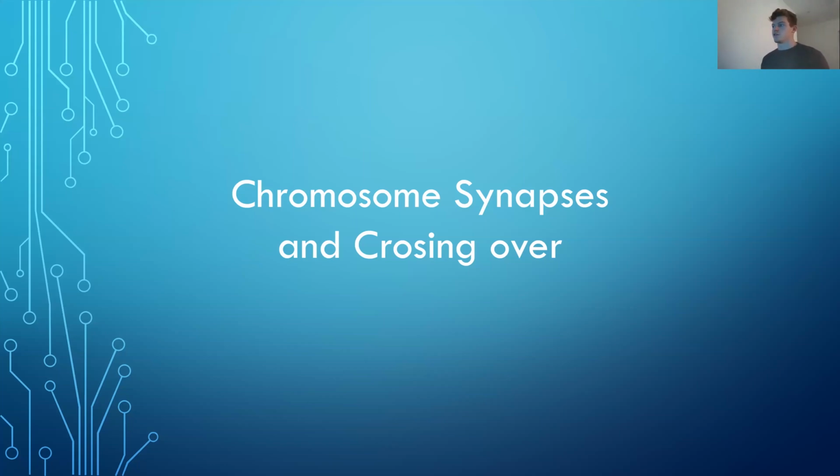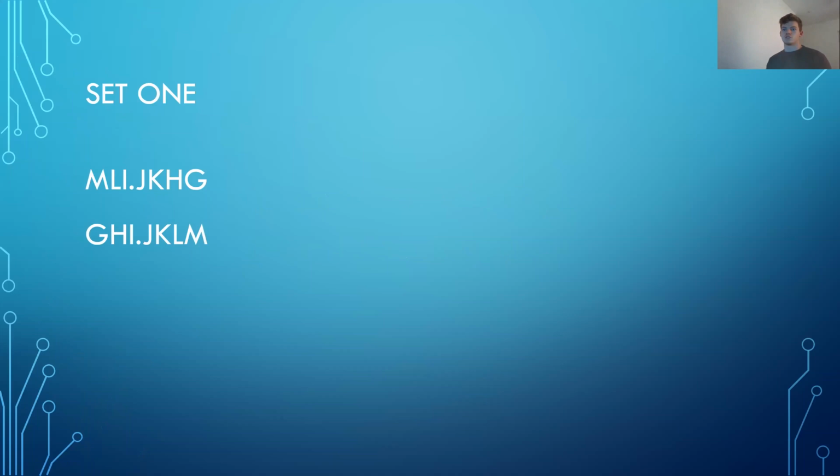Chromosome synapses and crossing over, which is part 2 of the options. Here we have set 1, which is 2 chromosomes: MLI, centromere JKHG, and chromosome 2, GHI, centromere JKLM. Not much similarities between them, kind of confusing at first, but I see that the starting and the ending is the opposite for each, so I'm going to flip them around and see if that helps.